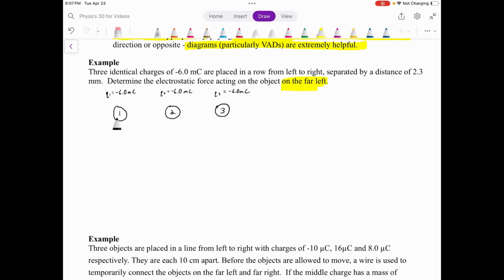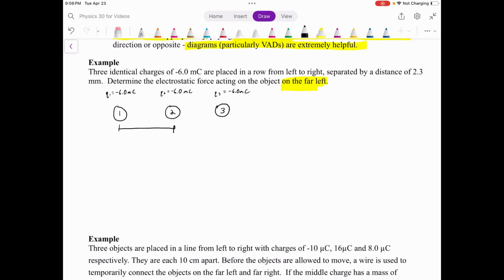All right, so 3 identical charges, each with the same charge. I just gave them some numbers here. Let's call it charge 1, charge 2, charge 3, but they all have the same charge, -6 millicoulombs. They're each separated by a distance of 2.3 millimeters. So let's add that in. We know that'll be important for calculating the force they exert on each other.